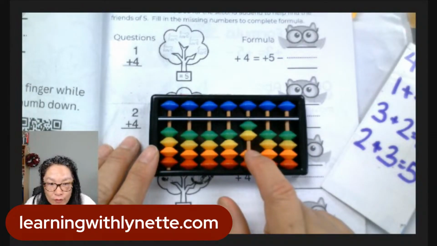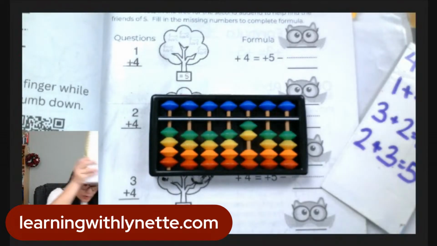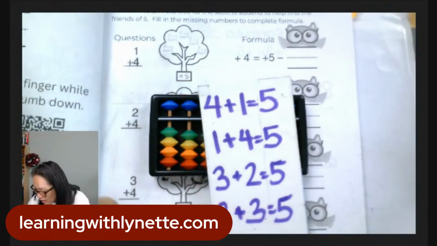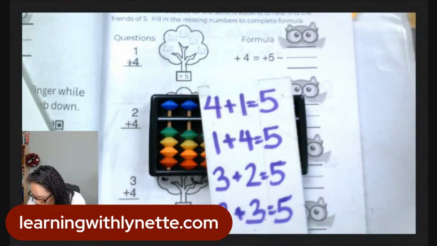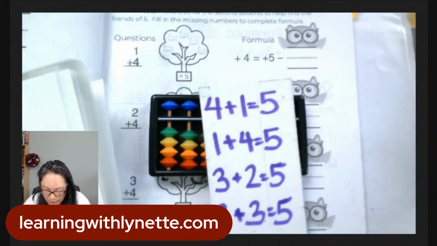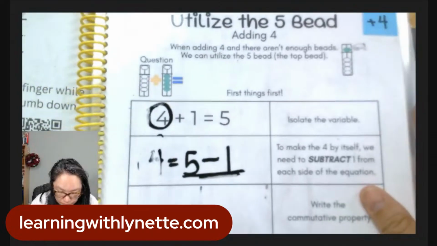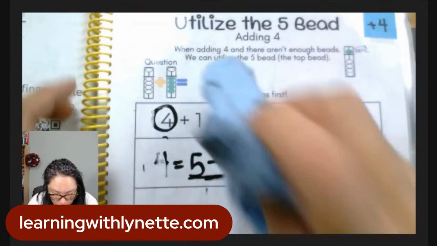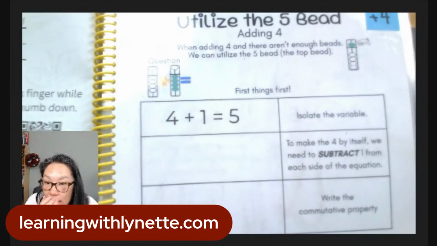Notice I want to add the 4. When I add the 4, there's not enough beads. I only have 2 beads to add. But we know this concept, right? We know that when we want to add the 4, we have to plus the 5. What are we doing? We're taking this concept and we're modifying it, right? We take this concept.